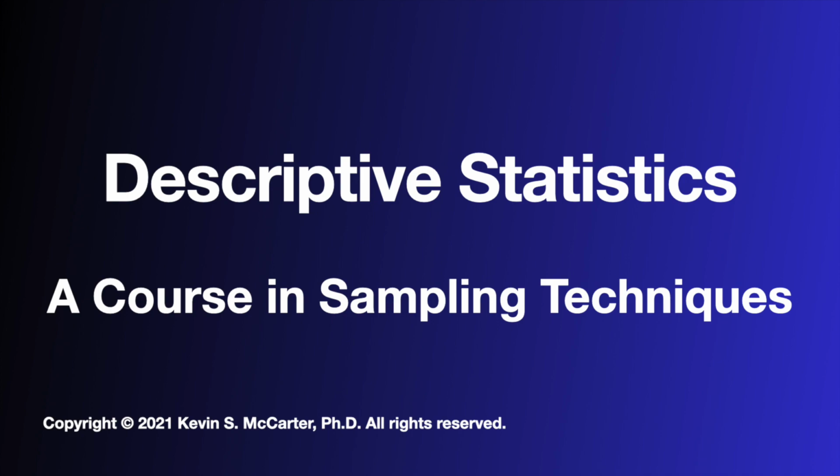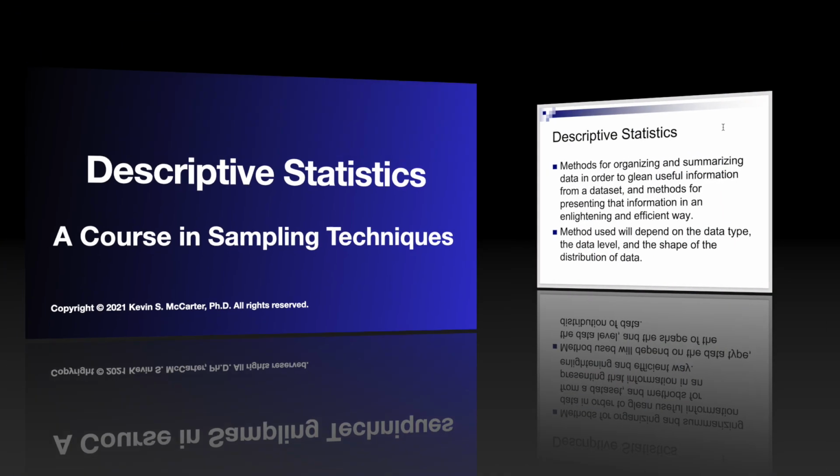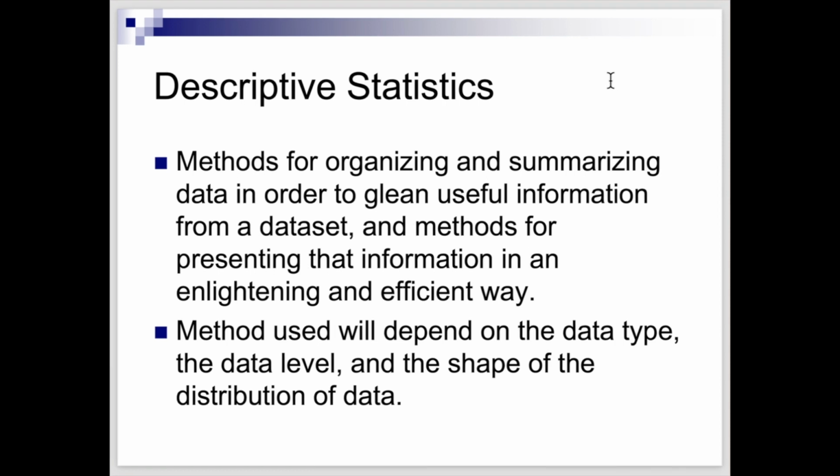Now, let's get into the first module, which is descriptive statistics. So descriptive statistics consist of methods for organizing and summarizing data in order to glean useful information from a data set, and methods for presenting that information in an enlightening and efficient way. Now, the method used will depend on the data type, the data level, and the shape of the distribution of the data.